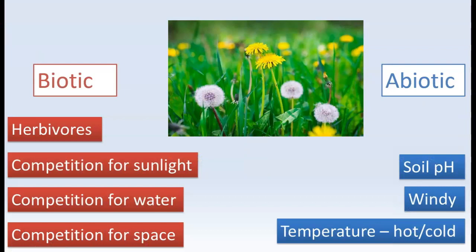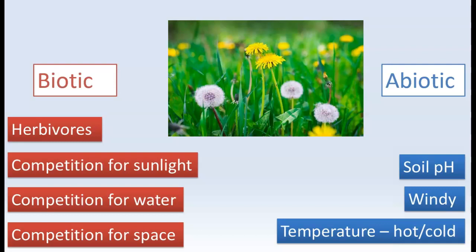Okay, so if you imagined that you were a dandelion, the types of things that you would have hopefully thought about were, first of all, being eaten by herbivores. You would have also had to think about how much sunlight you were getting and whether you had to compete with grass or trees or other weeds to get that sunlight, how you had to compete for water, compete for space, and also things like, what's the pH of the soil like? Does it suit you? Is it too acidic? Is it too alkaline? Is it windy? Is that going to blow you over? Is it a hot sunny day? Is it a cold wintry day?